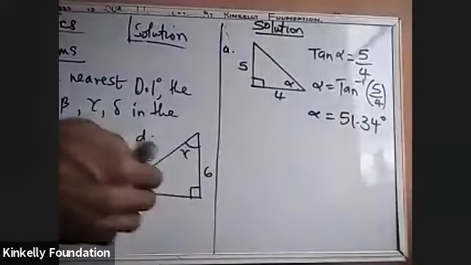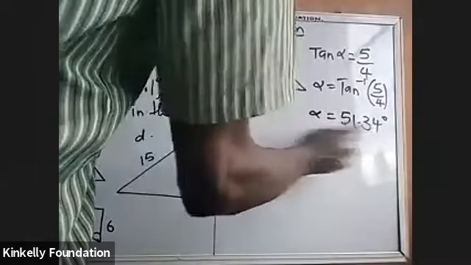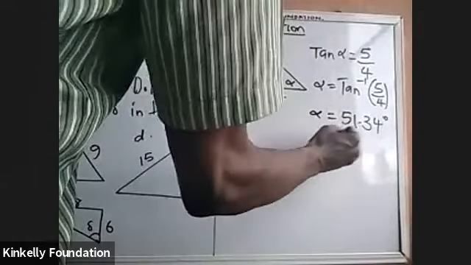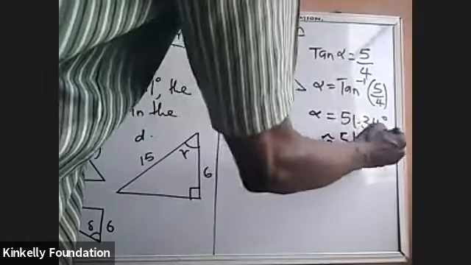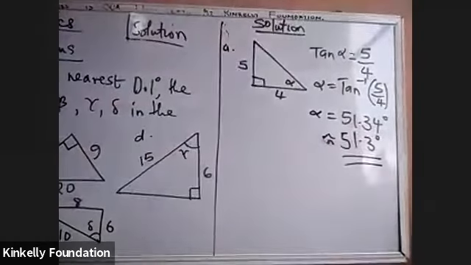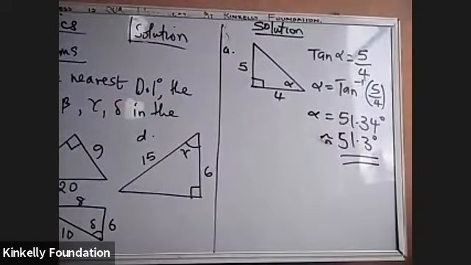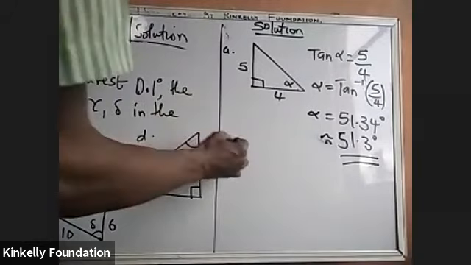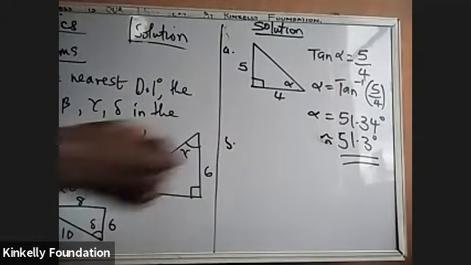But they say we should approximate it to the nearest 0.1, which is approximately 51.3 degrees. That's the value for alpha. In the second one, B, we have something like this.